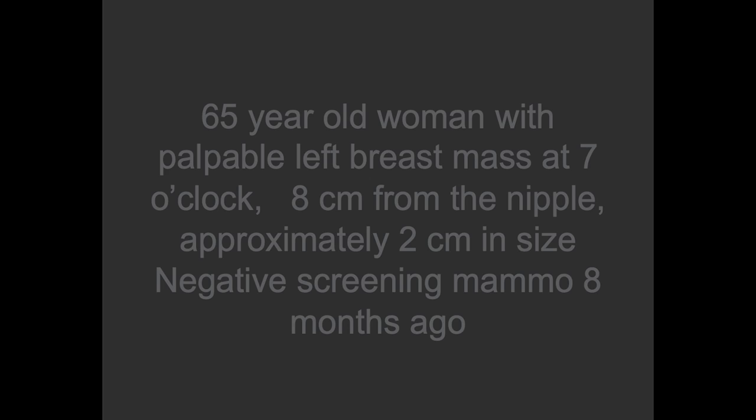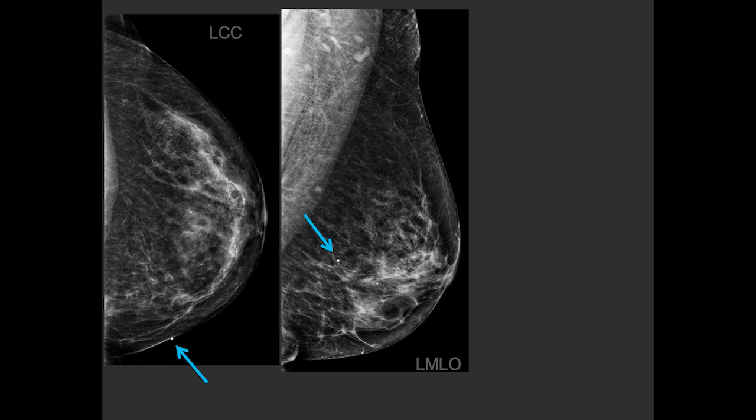Another case here, a 65-year-old woman with a palpable left breast mass at 7 o'clock, 8 centimeters from the nipple. The mass measures approximately 2 centimeters in size, and the patient had a negative screening mammogram 8 months ago. So because of the recent negative screening mammogram, we just do the symptomatic side. And because for us, it's been more than 6 months, we do the full standard views in CC and MLO.